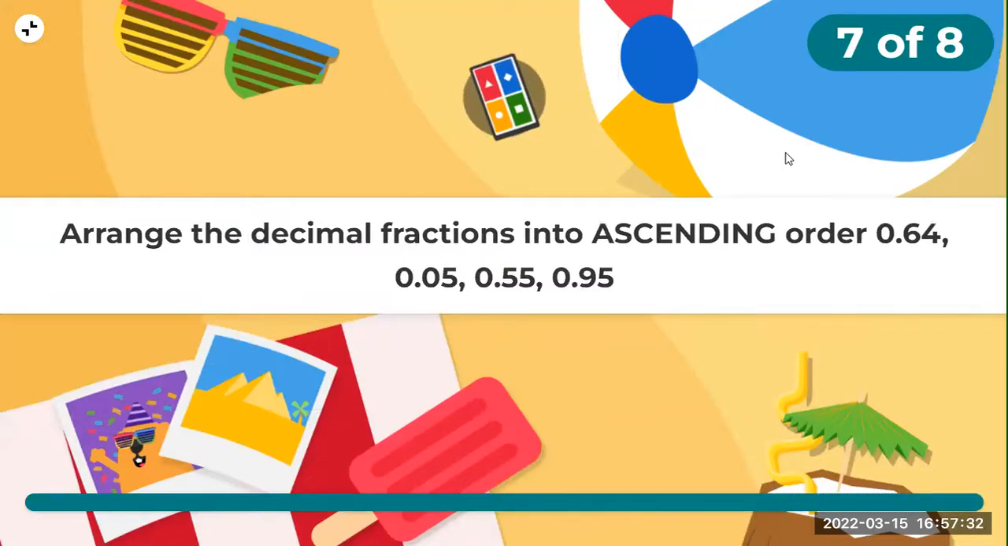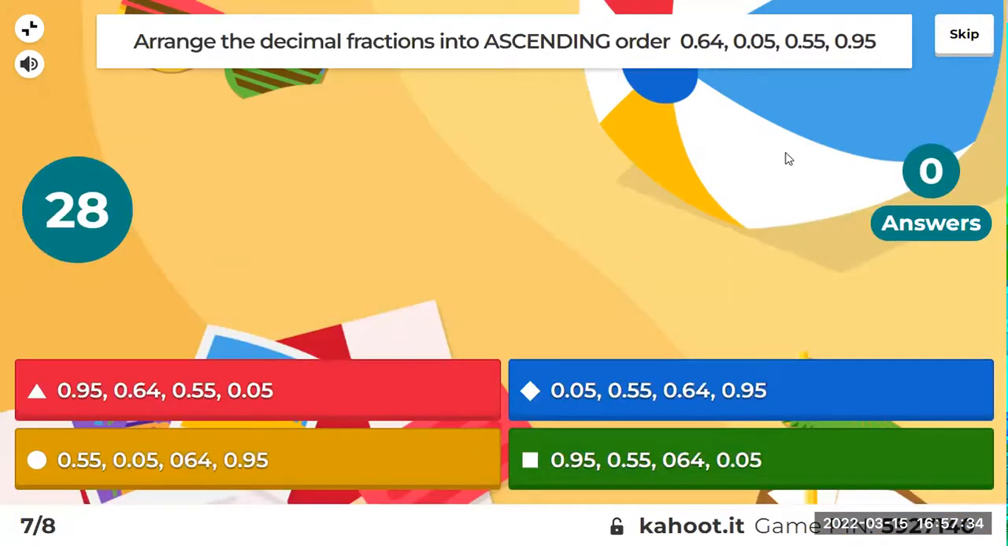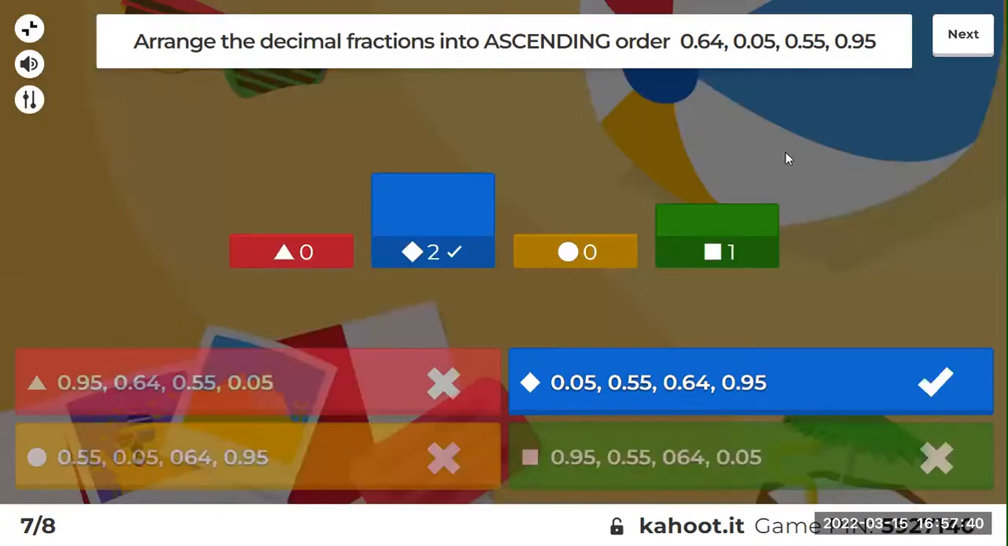Arrange the decimal fractions into ascending order. Remember, ascending would be what? Right, so ascending means from smallest to largest. So you'd have had to put the smallest decimal fraction, which would have been 0.05, followed by 0.55, then 0.64 and 0.95.